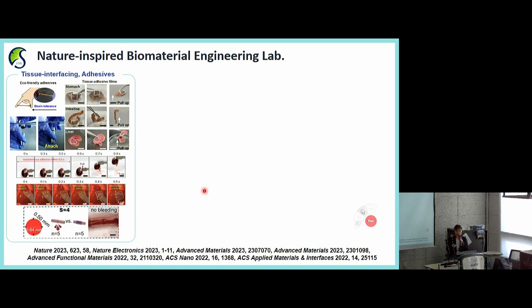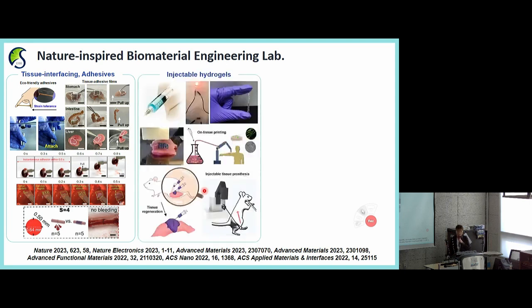The first material is the adhesive polymer material. You can see here, we can develop adhesive materials which can adhere to many different organs: stomach, intestine, liver, cardiac tissue, and blood vessels. Recently, we have developed film type materials for blood vessel sealing.